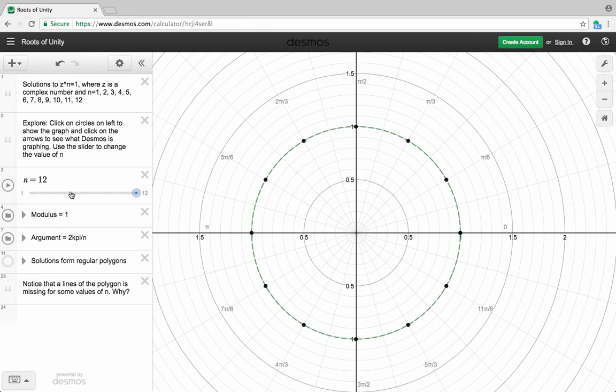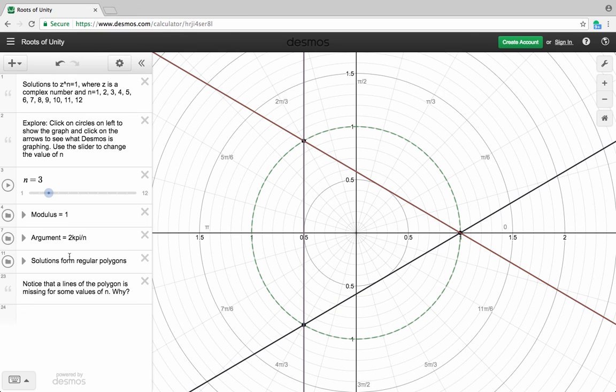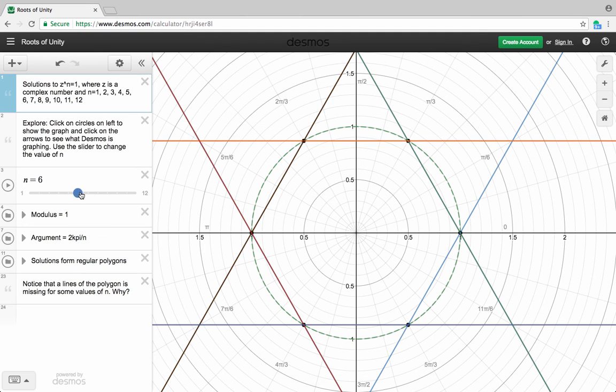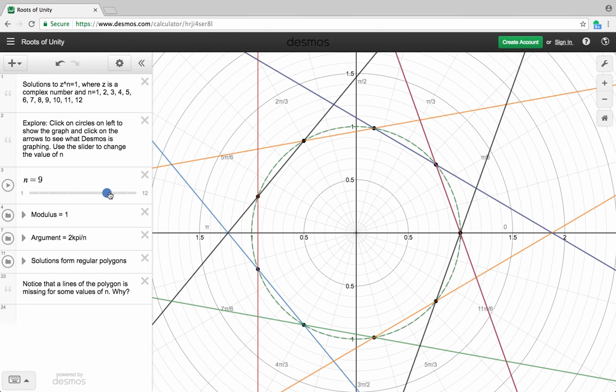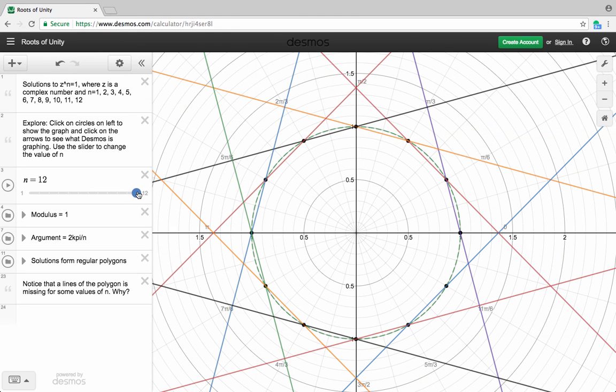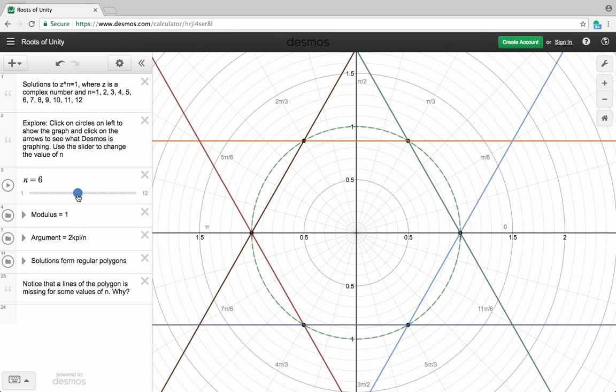We can also look at the lines connecting these 3 points. So let's look at these lines, and we can see that the lines joining these roots of unity form the vertices of regular polygons. 4, 5, 6, 7, 8, 9, 10, 11, 12. You can type in the address listed up here in the bar, and you can investigate roots of unity using this application.